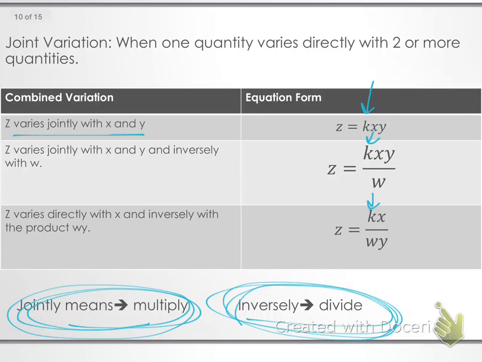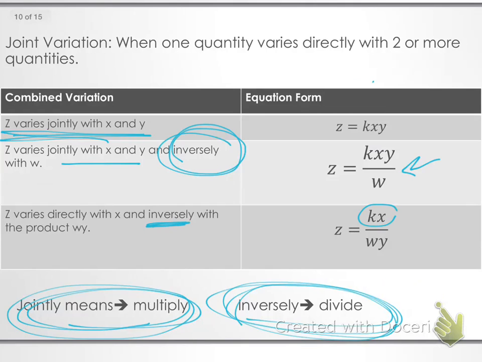So if you look at the first one, we said jointly, which is why k, x, and y are being multiplied. Okay, my next one, it's jointly with x and y. This inversely is where that division happens, so that's why the w's on the bottom. The next one, it says z varies directly with x. Okay, inversely, so there's the division happening with the product of wy, which is why wy is on the bottom. So just remembering that inversely is that division that happens.